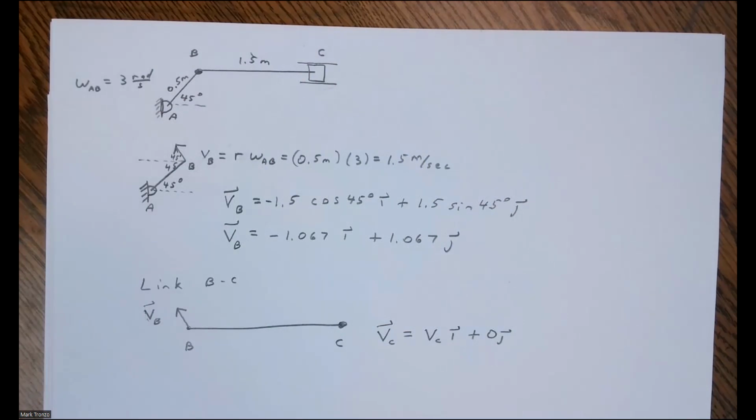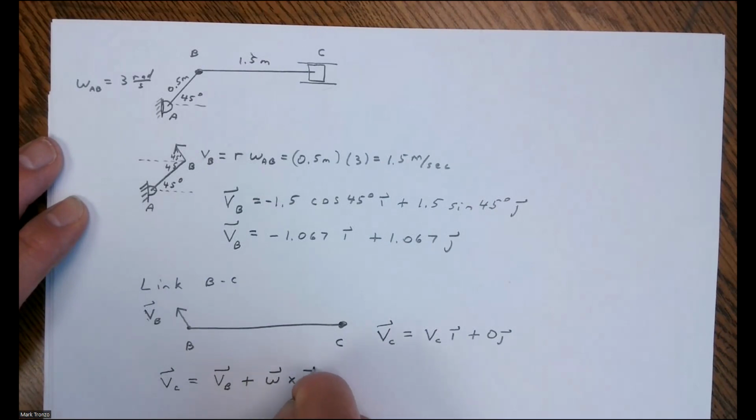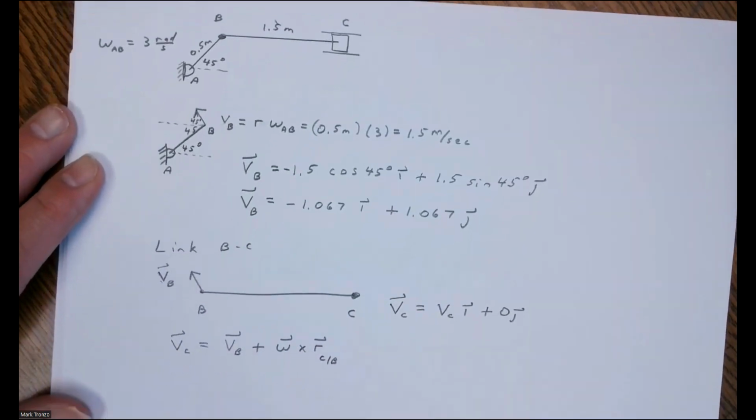And we're also going to need, let's write down maybe the equation that we're going to need. We're going to need the equation VC equals VB plus omega cross RCB, like this.